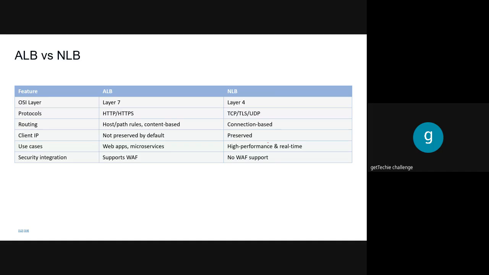Okay, so what do we mean? In the OSI layer, application load balancer is layer 7, NLB, that's network load balancer, is layer 4. Application load balancer is what we use every day. For any application, we use application load balancer, which supports HTTP and HTTPS requests. But network load balancer supports TCP, TLS, and UDP protocols. We are not talking about protocol, it's beyond the scope of this course, so I'm just going to rush through it.